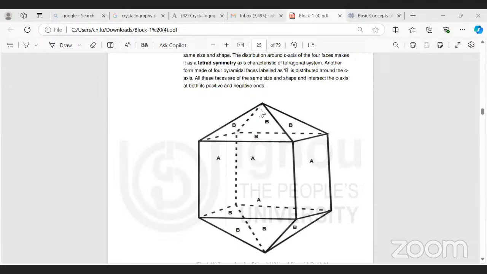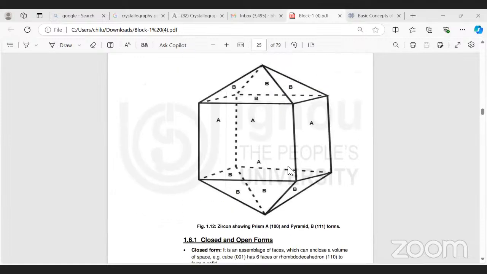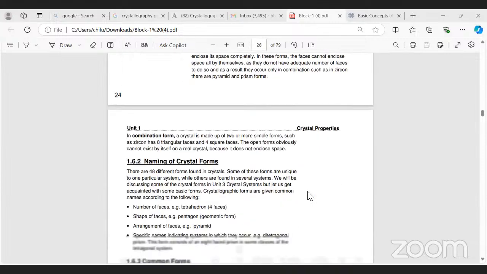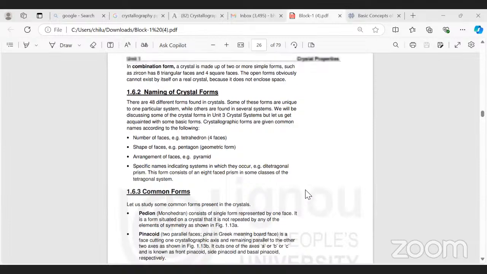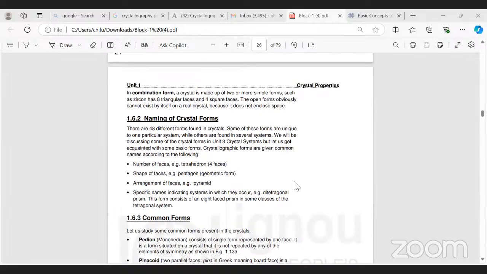You see these triangular faces: this one, two, and that side, and this side. 4 and 4, 8. The top one has 4, and the bottom also has 4, plus 4. On the side here you see 1, 2, 3, 4. So four faces it has. We will give the name as per that, depending on the number of faces.